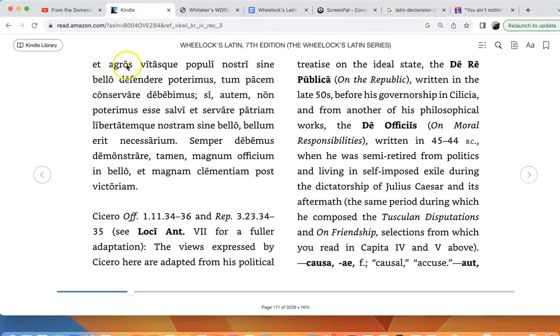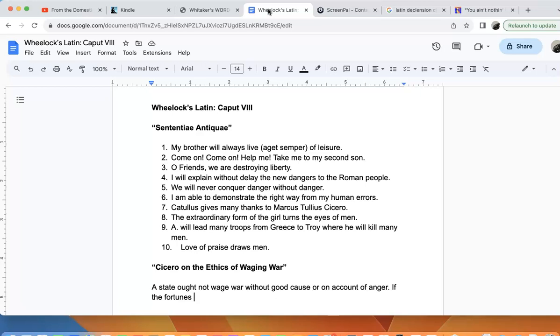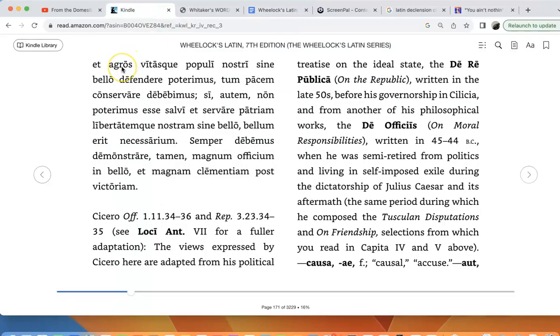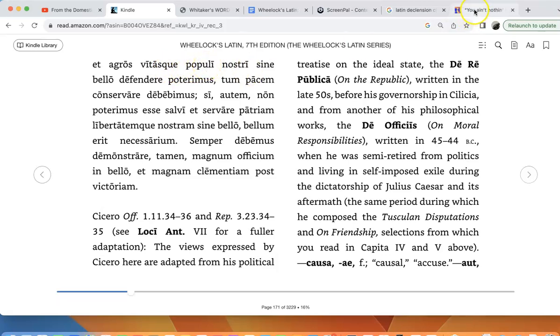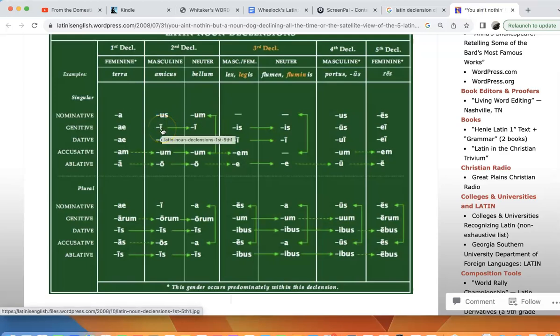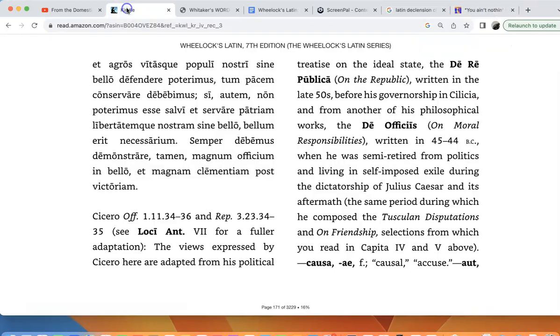So if the fortunes, fields, and lives of the people. Let me write that down here. If the fortunes, fields, and lives of the people. So we've had some of this vocabulary in earlier chapters. So agros, we get words like agriculture. So if the fortunes et agros vitasque of our people. Notice that of our people is second declension genitive singular. So genitive always means of.